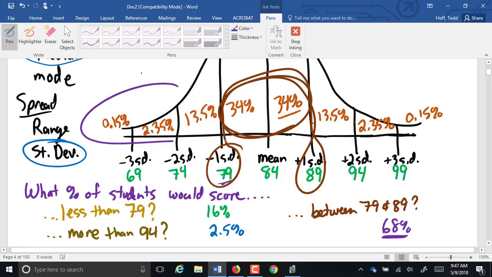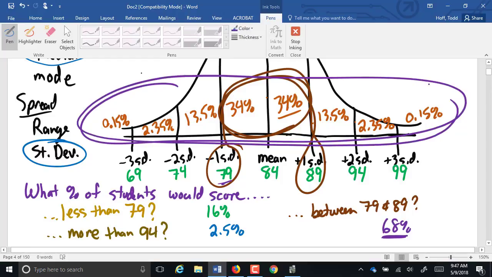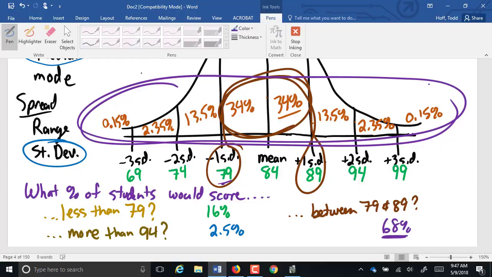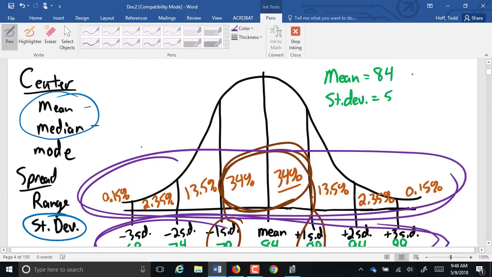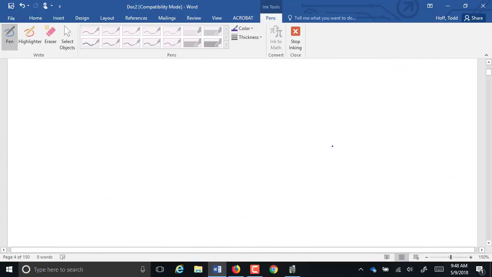Well, these percents never change. Those are constant for that bell curve. Like I said, they might be adjusted by 1/10 of a percent or whatever, depending on what textbook you're using, but those percents are always the same. What changes are these numbers down here, based on whatever the mean and standard deviation are of the set you're working with. For example, where could you possibly use this?